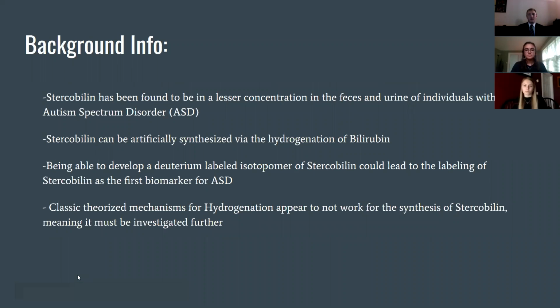A little bit of background info on stercobilin. Stercobilin is actually a biologically natural substance that occurs within the human body. It has also been found to be in a lesser concentration in the feces and urine of individuals that have autism spectrum disorder, also known as ASD. Stercobilin can also be artificially synthesized within a laboratory setting via the hydrogenation of another compound that occurs within the human body known as bilirubin. We hypothesized that being able to develop a deuterium-labeled isotopomer of stercobilin could potentially lead to the labeling of stercobilin as the very first biomarker for ASD.